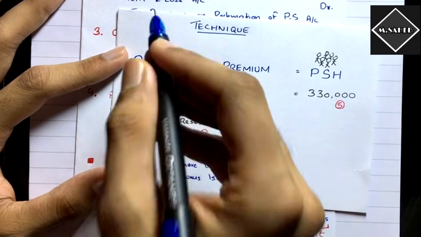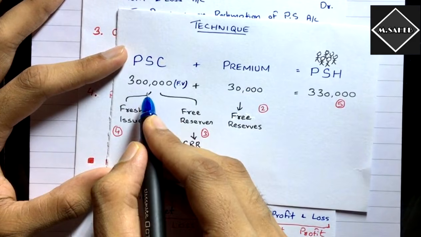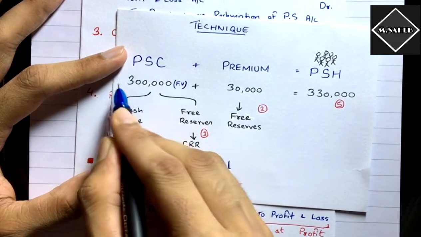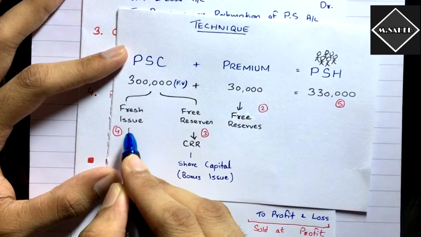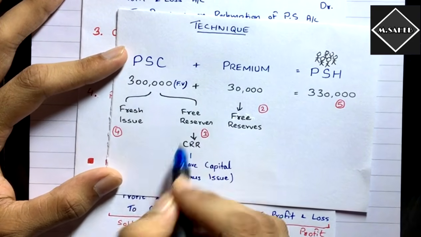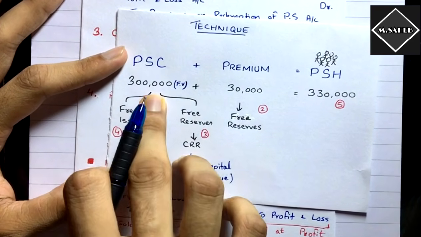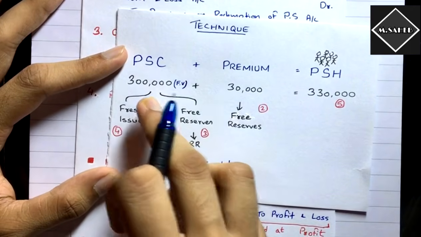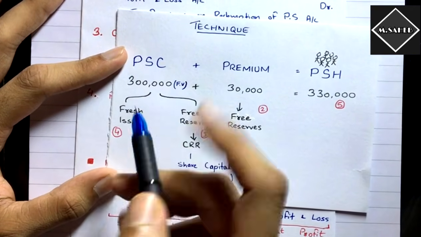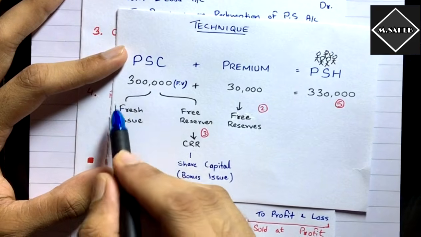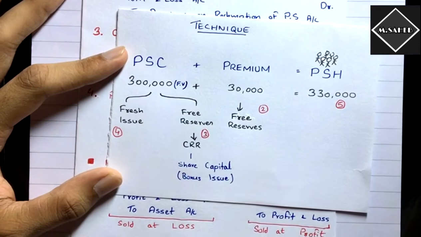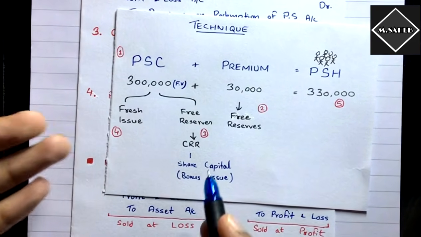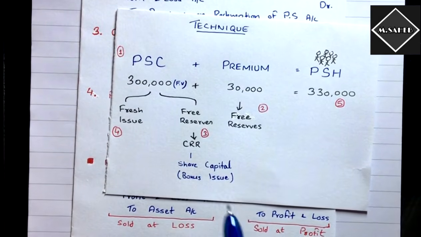That's the second entry that we just saw, right? But here you have to replace this 3 lakh by either fresh issue or free reserves or a combination of these two. If 3 lakh is going out, more 3 lakh should come into the company, either by fresh issue or by free reserves into CRR. We have discussed this in detail in the previous video, but here also I am discussing this.